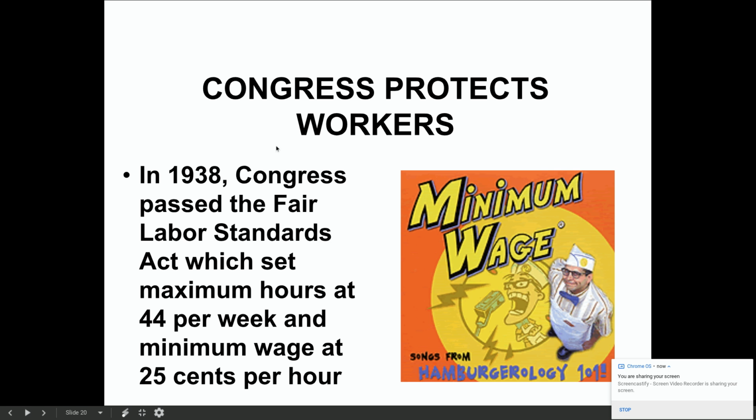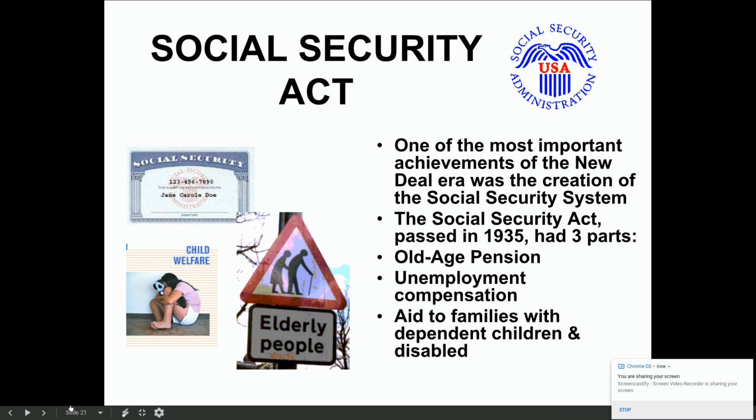To protect workers, they passed the Fair Labor Standards Act, which set a maximum hours of 44 per week, meaning you couldn't work people longer than that, and established a federal minimum wage for the first time at 25 cents per hour. One of the most important pieces of legislation out of the New Deal is the Social Security Act. It had three parts.